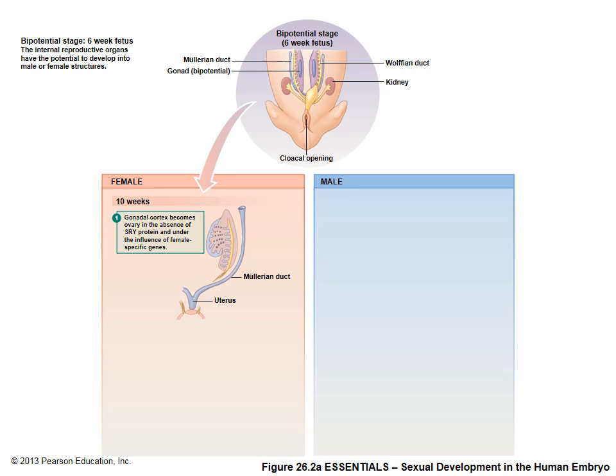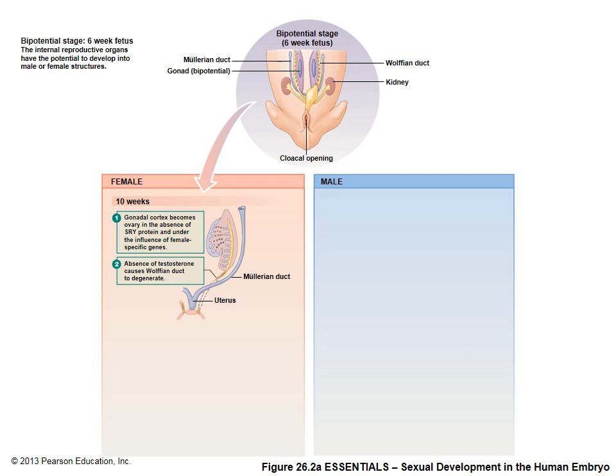So now we move on to the development of the female internal sex organs. In the absence of the SRY protein, because we know that females are genetically composed of 2 X chromosomes, so there are no Y chromosomes. Without the Y chromosome, there's no SRY gene, and without the SRY gene, there's no SRY protein. So in the absence of this SRY protein, the cortex of the bipotential gonad, so the pink part of the bipotential gonad, will then develop into the ovarian tissue.